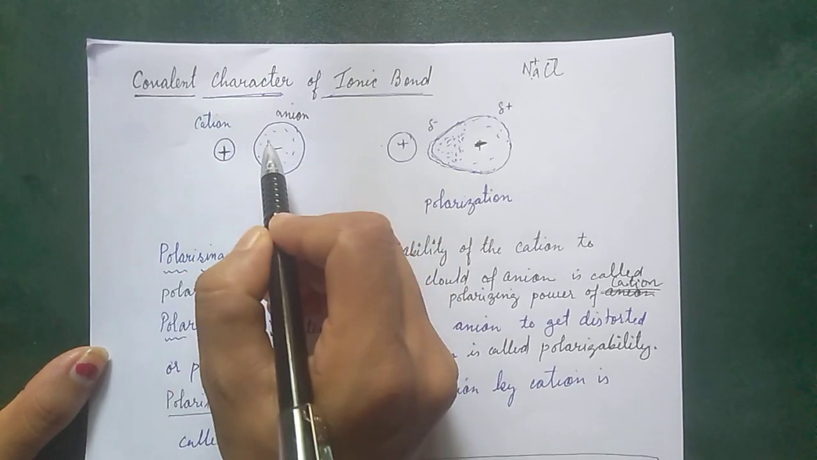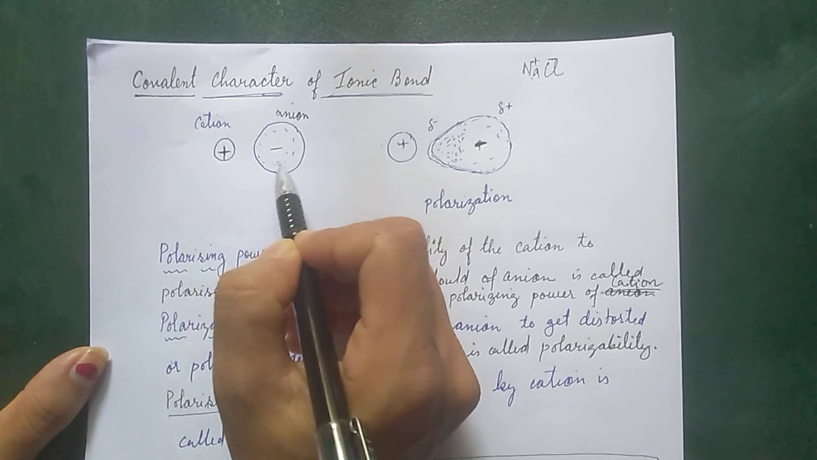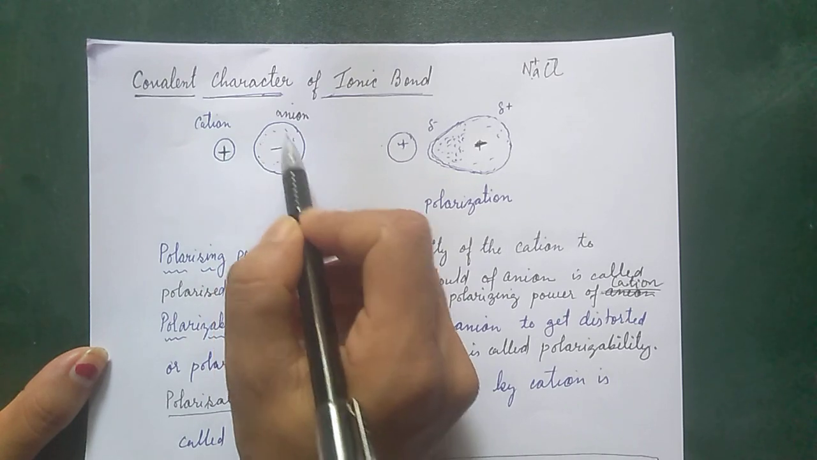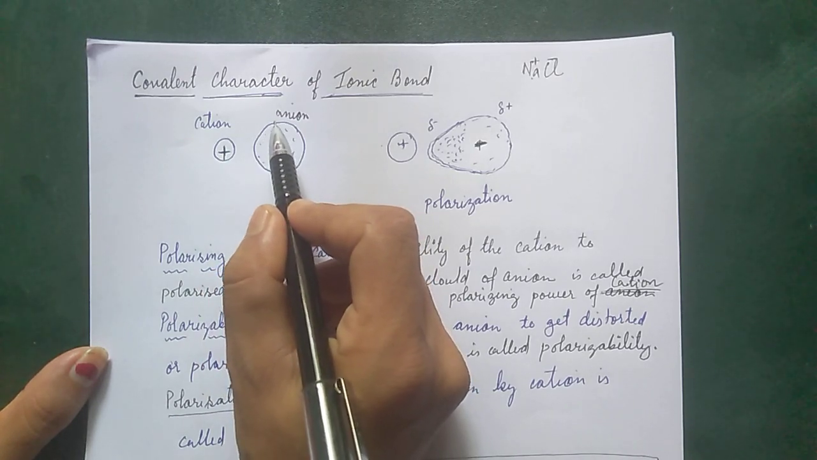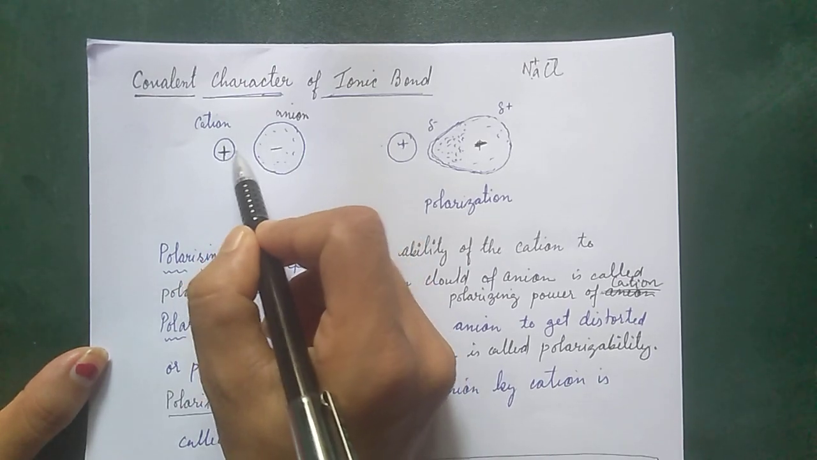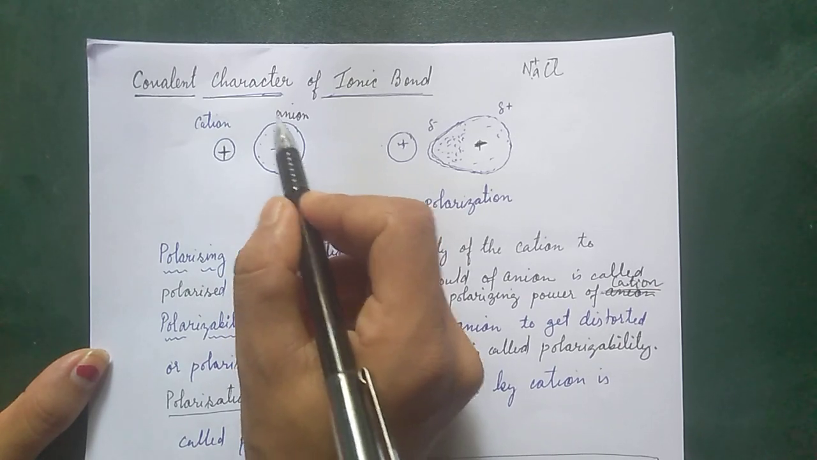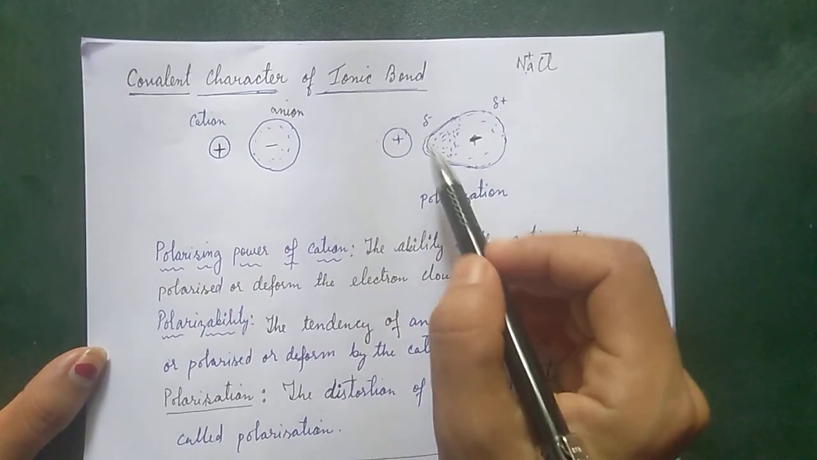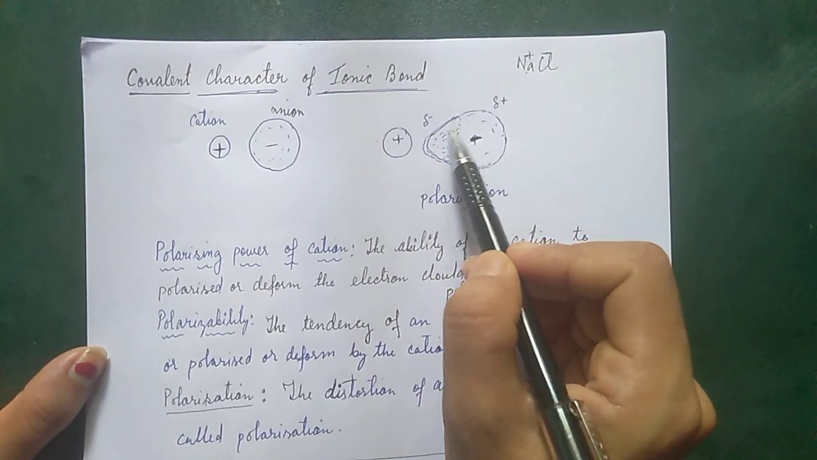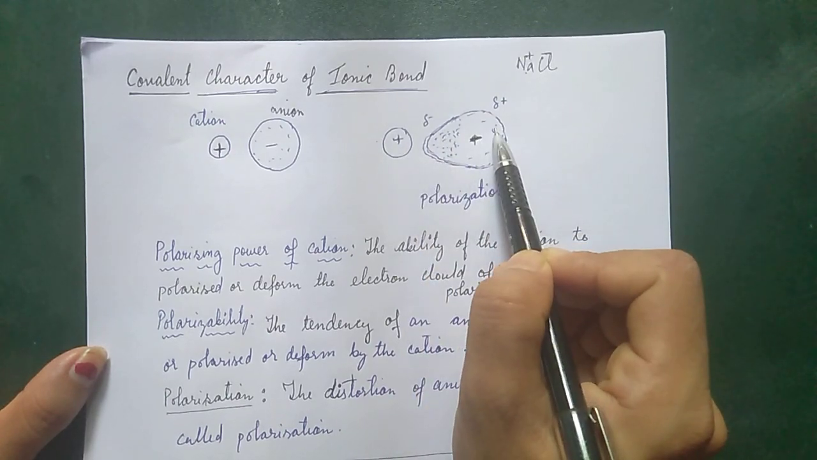Due to this attraction, the electron cloud of the anion, because electrons are present in a particular area, will be somewhat shifted towards the cation because of the attractive force of the cation. In this way, the size or the shape of the anion will be somewhat deformed. It is showing here: deformed, and the electrons are concentrated more towards the area between these two nuclei.